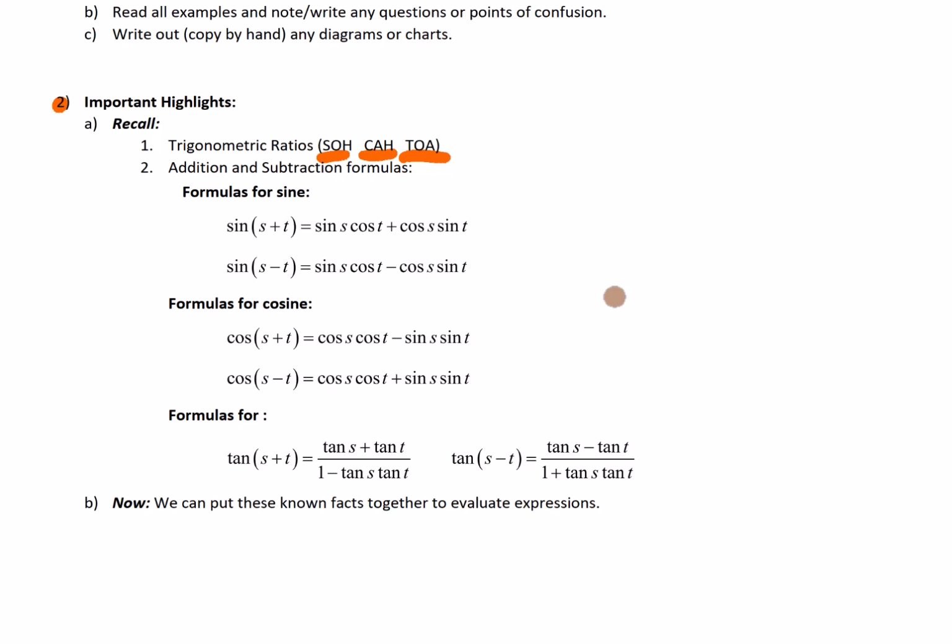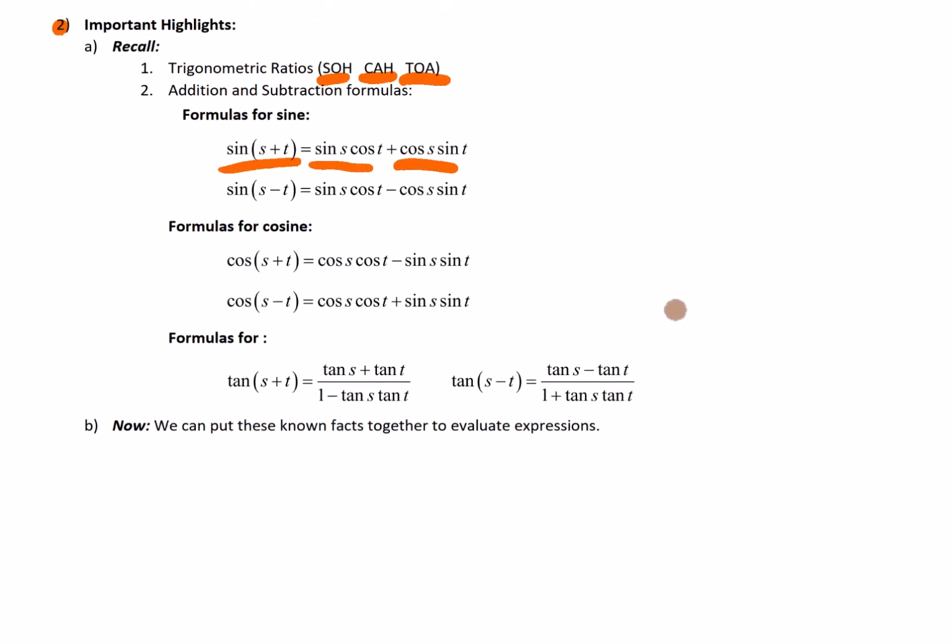Secondly, we've also already reviewed or established the addition and subtraction formulas. And we have actually 6 of these. So to recall, for example, sine of s plus t is equal to sine of s cosine of t plus cosine of s sine of t, and so on. We have the sum and subtraction formulas for sine, cosine, and tangent, again established in previous topics. We're going to bring these in as needed. And now we're going to put these known facts together to evaluate these given expressions.